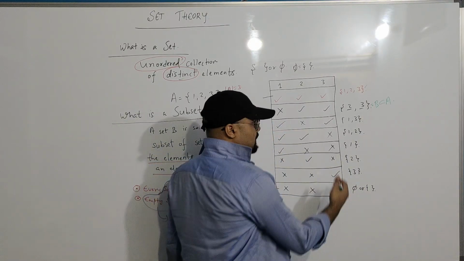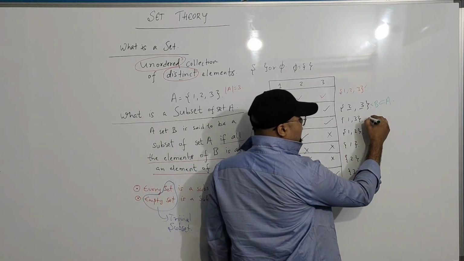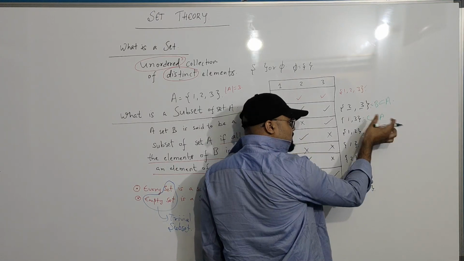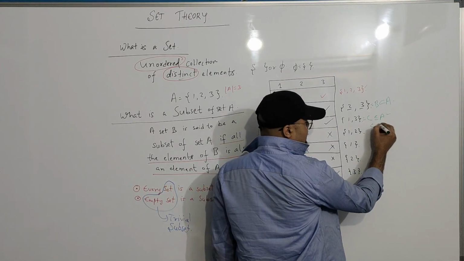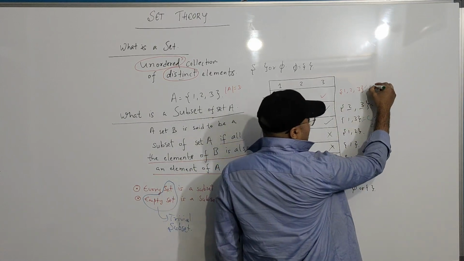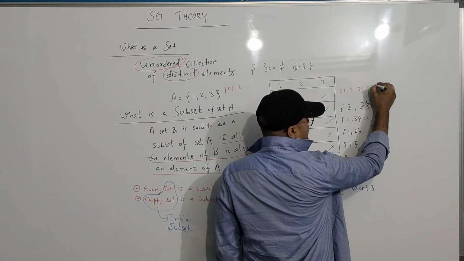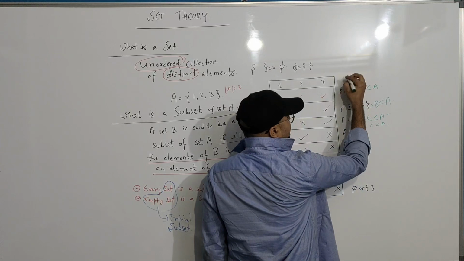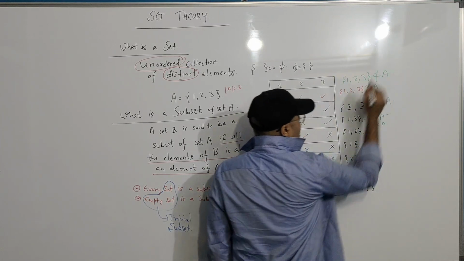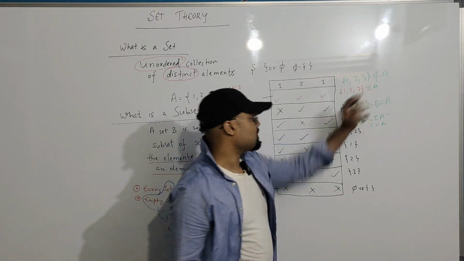Okay. So it is also a subset. So if this is C, then you can write C is a subset of A. But C is also a subset of A. This is true also, and this is true also. But in this case, this is only a subset of A. This 1, 2, 3 is not a proper subset, but this is a subset.